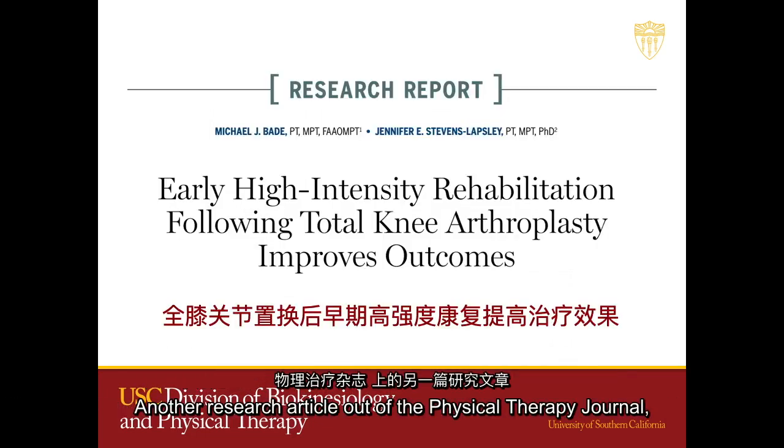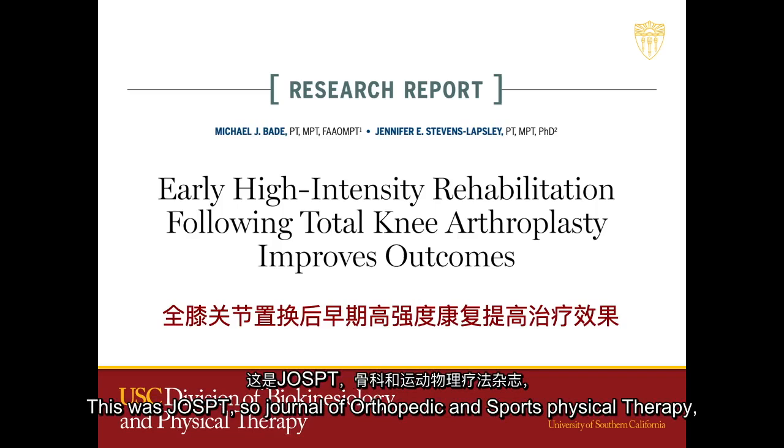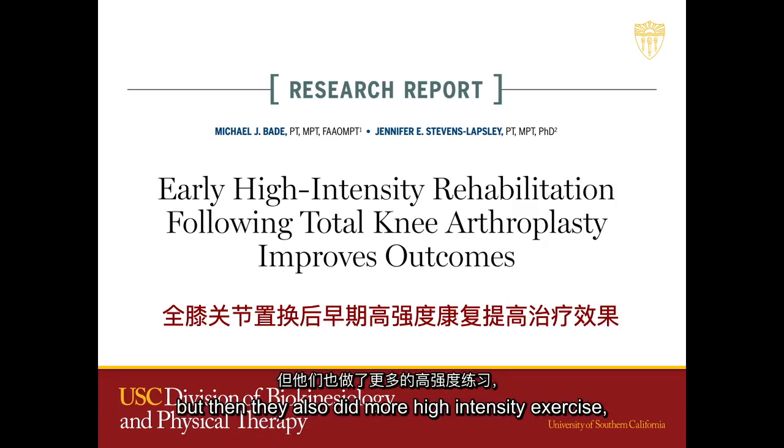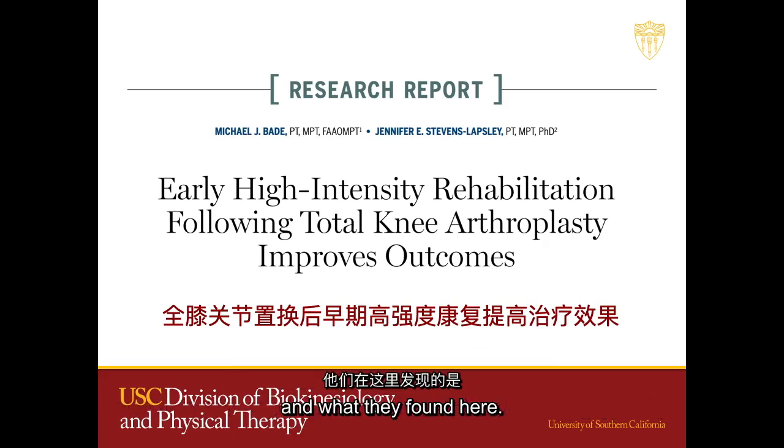Another research article out of the Physical Therapy Journal, I believe. No, I'm sorry, this was JOSPT, so Journal of Orthopedic and Sports Physical Therapy. They used 2 different protocols, if you will, where they used NMES, but then they also did more high-intensity exercise, and then the control group did more traditional strength training type of program.